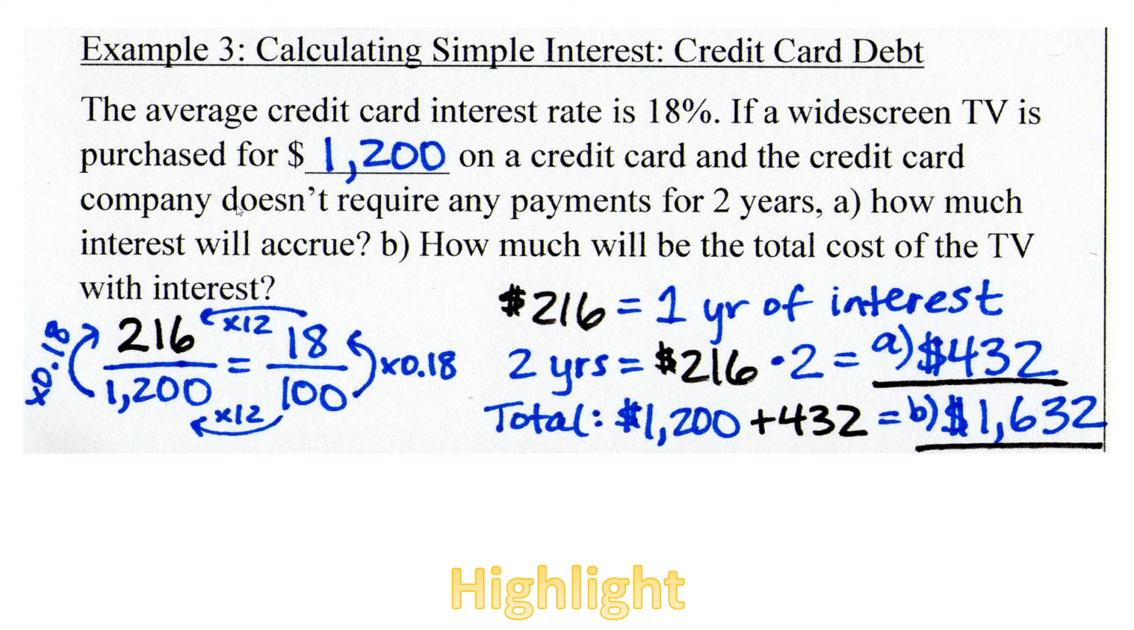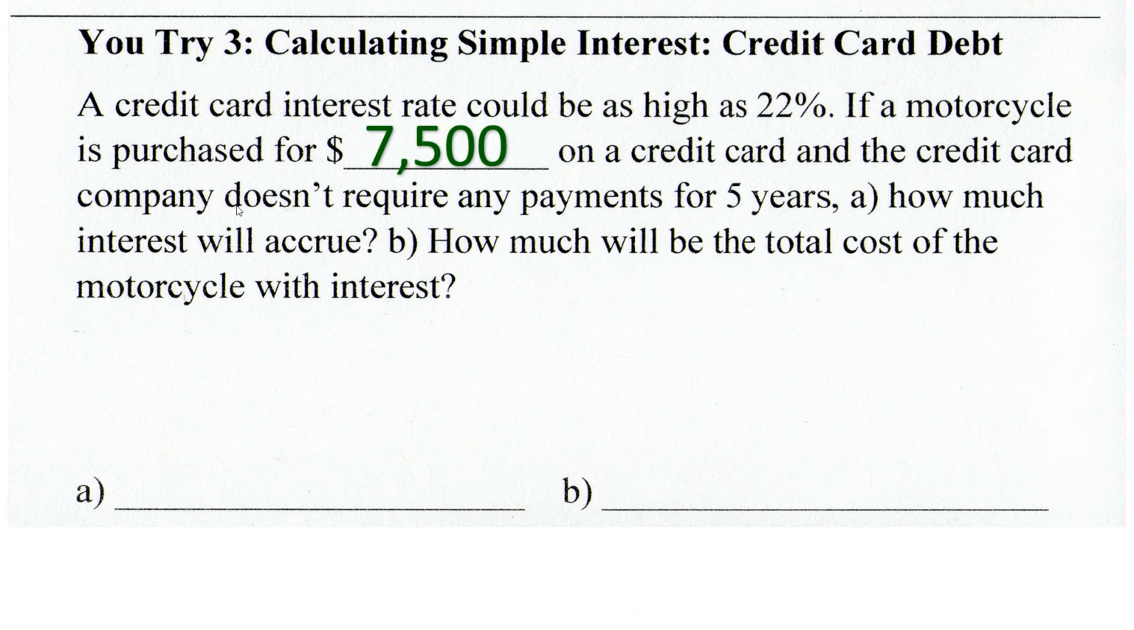So this problem was pre-done for you. So please highlight key information and add anything you need to the notes. Now, the You Try on the right side is a credit card interest rate could be as high as 22%. If a motorcycle is purchased for $7,500 on a credit card and the credit card company doesn't require any payments for 5 years, how much interest will accrue? How much will be the total cost of the motorcycle with interest? So please pause the video if you haven't already and try this problem.